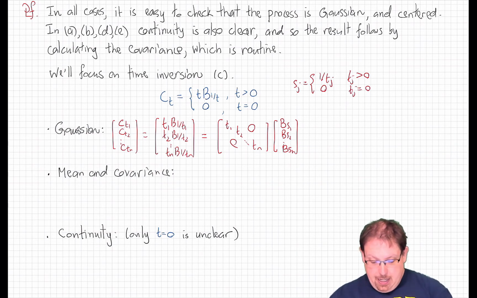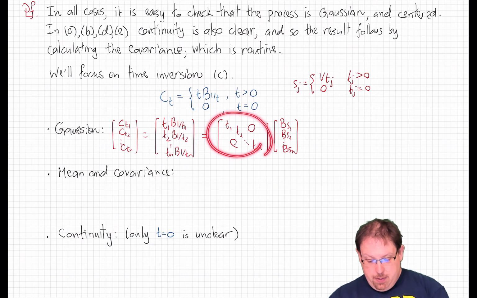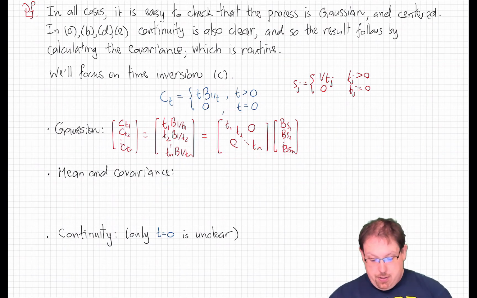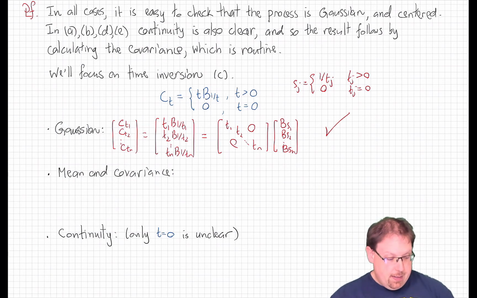Because in the case where one of these s's turns out to be 0, that means that we're multiplying by t_j, which is 0. So we're just getting a 0 there. Well, now, this is a linear transformation of a Gaussian vector. This is Brownian motion at some collection of times. And so it is a Gaussian random vector, which shows that C is a Gaussian process.